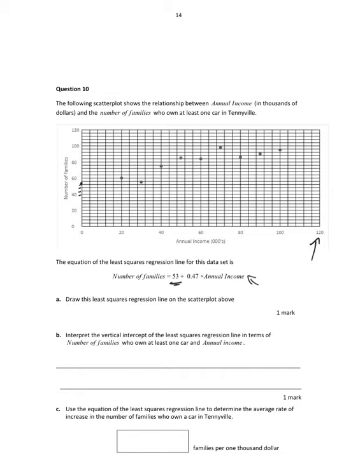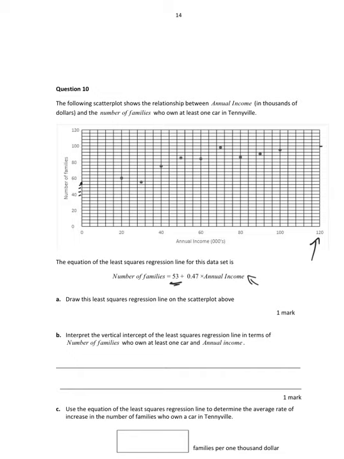All right, so if you ever have to do a regression line, guys, do the y-intercept first and then just go to the last point, sub in the value for the x, to find the next coordinate. So it took a while. 53, 0.47 times 120. Okay, I get 109.4.